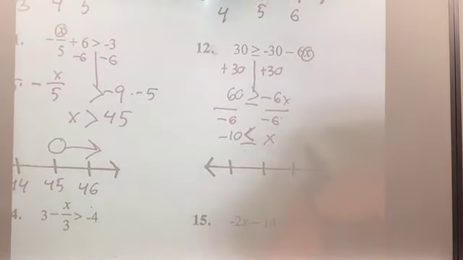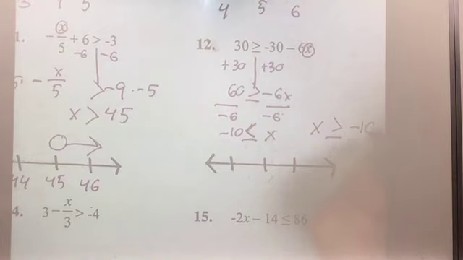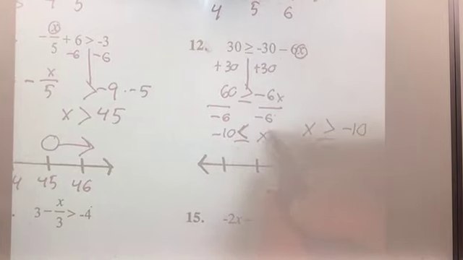So now I have it that way. I like to have my variable on the left-hand side, so I'm just going to rewrite it. X, and notice it's open towards the X. Notice I'm not flipping signs here. I'm just rewriting the problem in the other direction. Like x is greater than negative 10. X is greater than negative 10, or equal to.